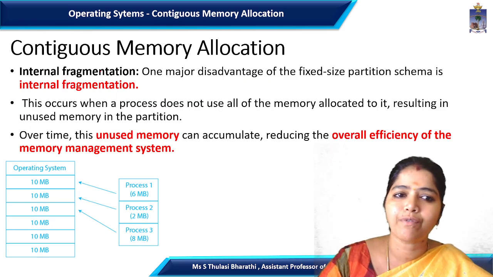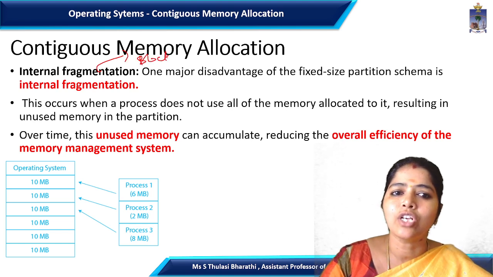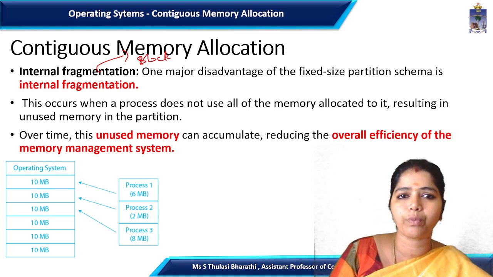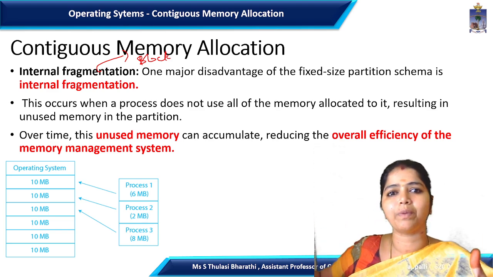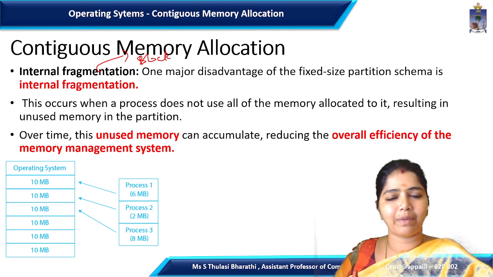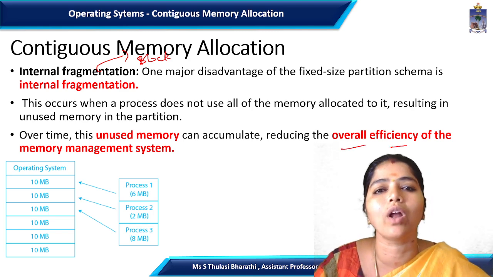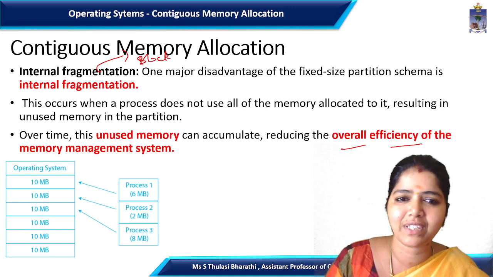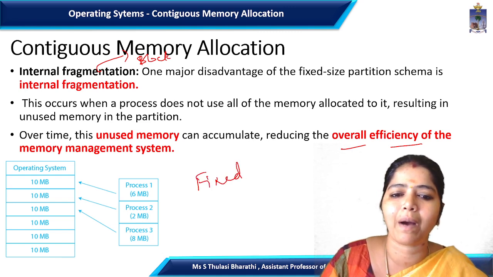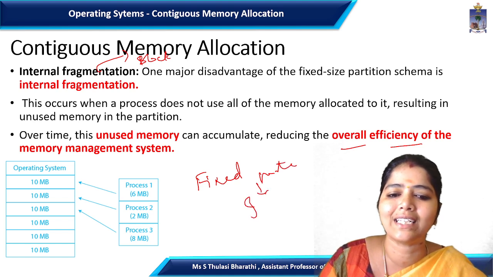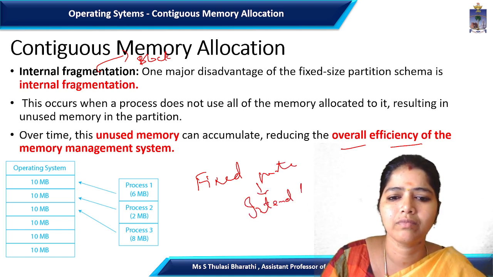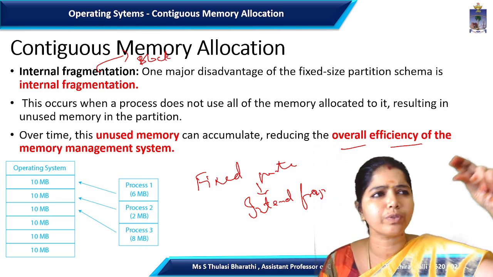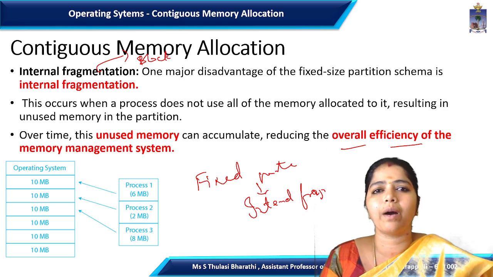Fragment means nothing but a block. So internally there will be some blocks which will be kept unused. When I have so many processes to be done, many unused blocks will be there, and that automatically reduces the overall efficiency of the memory management unit. So in the fixed partition scheme, we have a problem called internal fragmentation. This occurs when we do not use all of the small memory blocks, and that will be a problem.